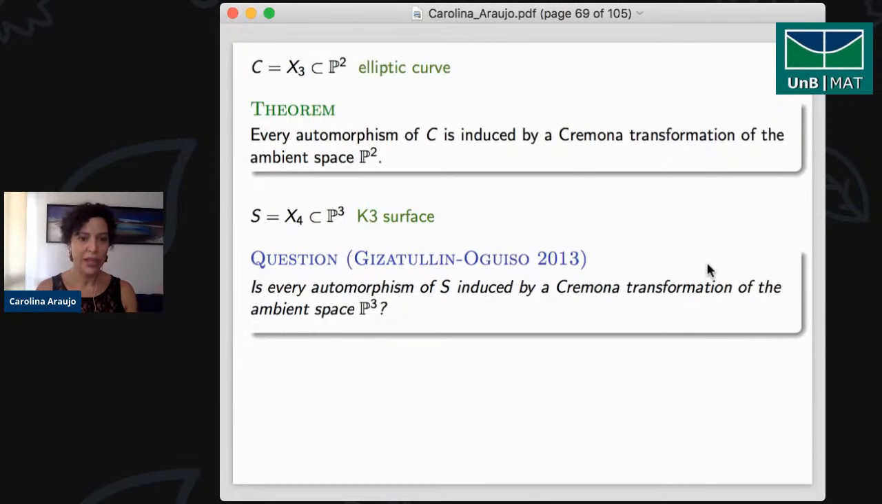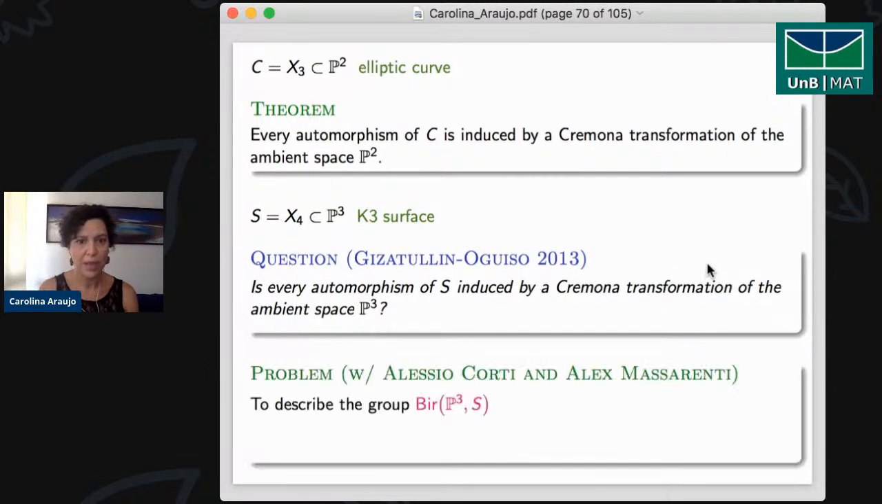Well, no in general. So he produced examples of K3 surfaces with automorphisms that are not induced by Cremona transformations. But he also constructed examples of K3 surfaces with very complicated automorphism group, non-abelian and infinite, and yet every such automorphism was induced by a Cremona transformation. So the question seems to be very difficult to grasp. And so I started to work on this problem with Alessio Corti and Alex Massarenti.